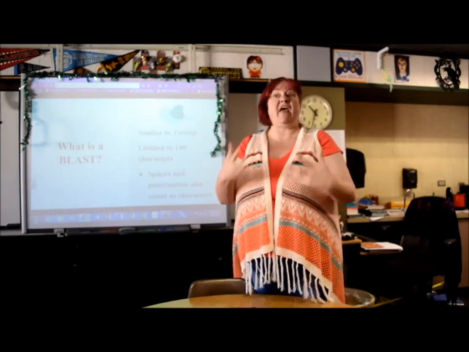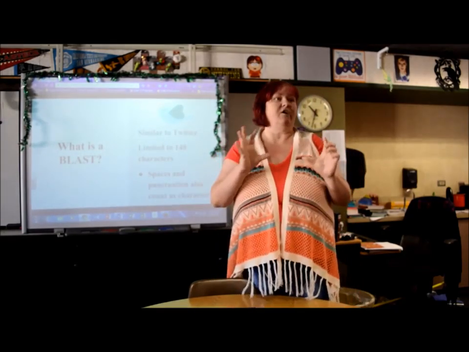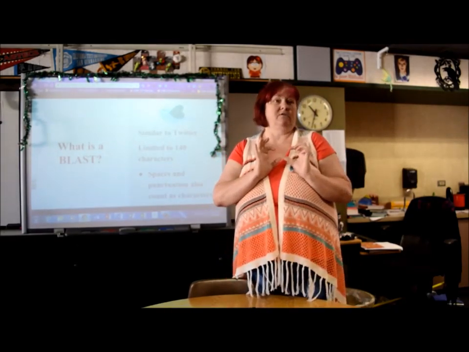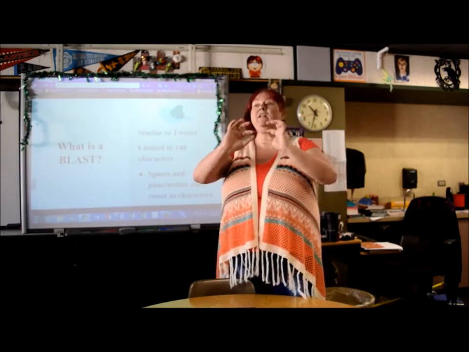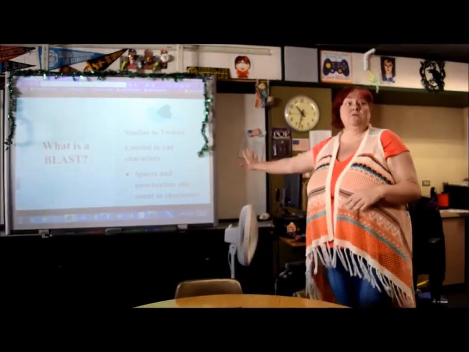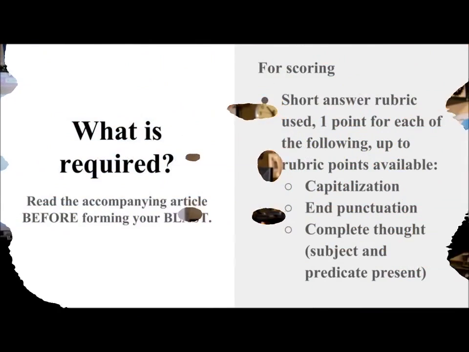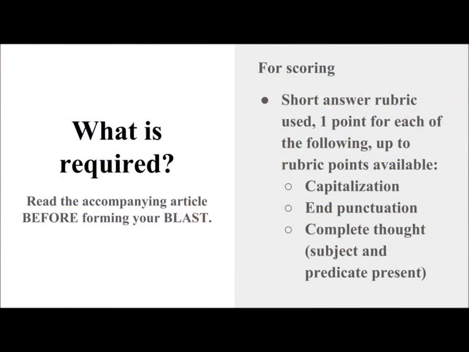And you're going to see that that is going to be required. So now you've only got 139 characters left, and it will not let you type any more than that. So it's really important that you understand the difference there. This slide demonstrates what I expect from students for their blast posts.